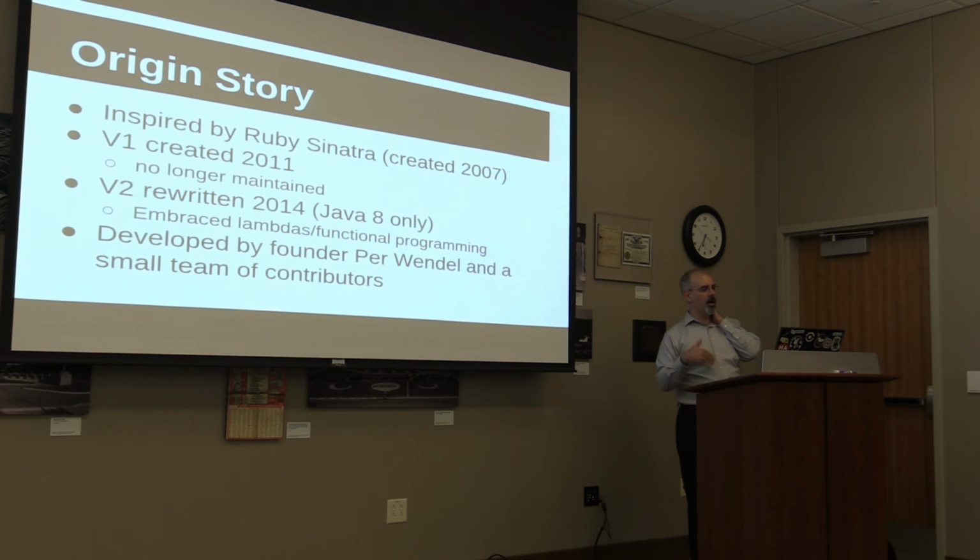Version 1 of Spark was written in 2011, and the last release of version 1 is against Java 7. Version 2 was rewritten completely from scratch in 2014. It only supports Java 8, and you'll see why. That's the version we're going to be playing with. Version 1 is no longer maintained, although people still use it. It's just essentially end of life.